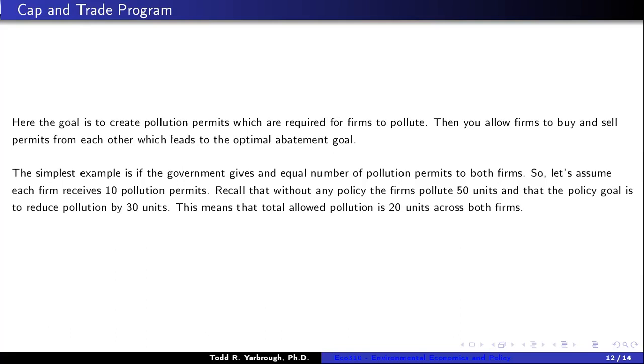Okay, so the simplest example that we can cover is if the government simply gives an equal number of pollution permits to both firms. So in this scenario, they would give each firm 10 pollution permits, because again, remember, the government wants to have total pollution emittance of only 20 units. So each firm gets 10 units of permits. And if each firm simply uses those permits and nothing else changes, we're going to get 10 units of pollution from firm one and 10 units from firm two. But as you probably are already realizing, that's not going to be the optimal solution.